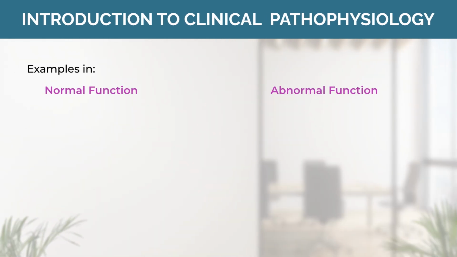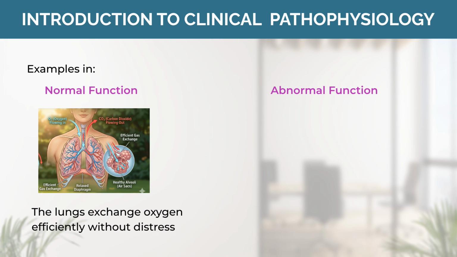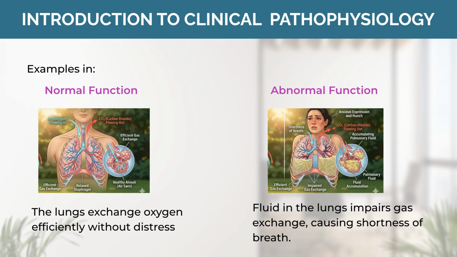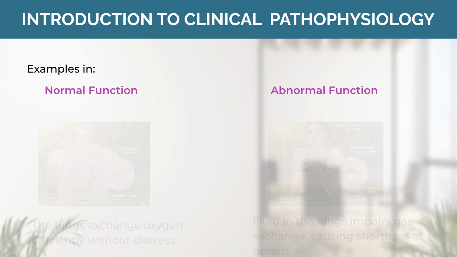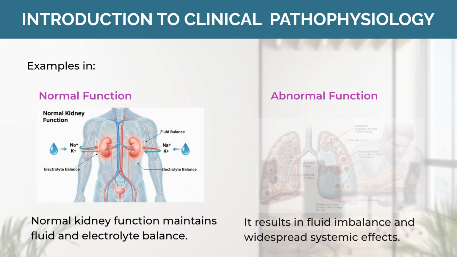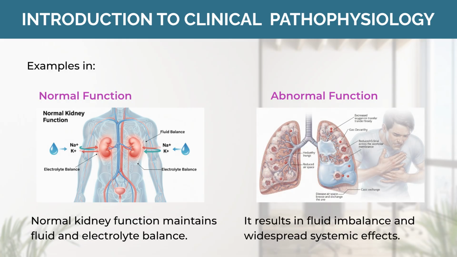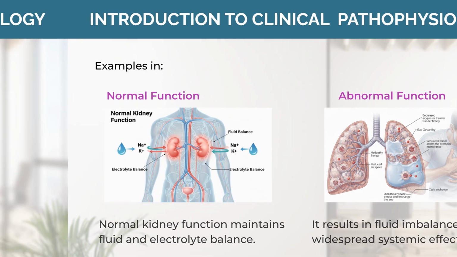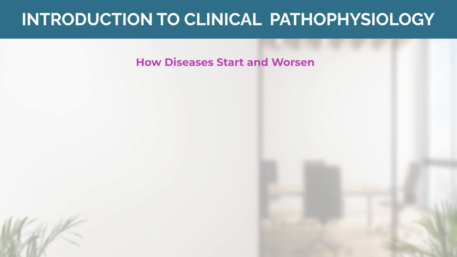Now, let's see some clear examples of normal and abnormal function. In normal conditions, the lungs exchange oxygen efficiently without distress. In abnormal conditions, fluid in the lungs interferes with gas exchange, leading to shortness of breath. Similarly, normal kidney function maintains fluid and electrolyte balance. But when this regulation is impaired, it results in fluid imbalance and widespread systemic effects. This perspective is important. It helps you stop seeing symptoms as isolated issues and start recognizing them as signs of underlying physiological disturbance. Let's explore how diseases start and worsen.